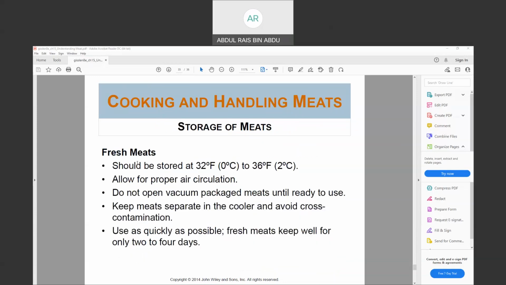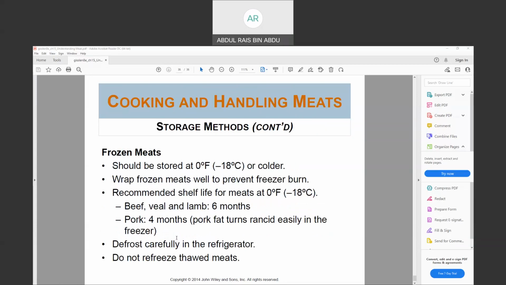In terms of storage, it says here that fresh meat should be stored at a temperature between 0 to 2 degrees, meaning before that you must not put it in the freezer, alright. In order for it to tenderize over time in the aging process, allow for proper air circulation and a constant temperature and constant humidity. Do not open vacuum packed meat until ready to use. Keep meat separate in the cooler and avoid cross contamination. And to ensure freshness, it is advisable that you use it as quickly as possible and do not store it for more than 4 days.